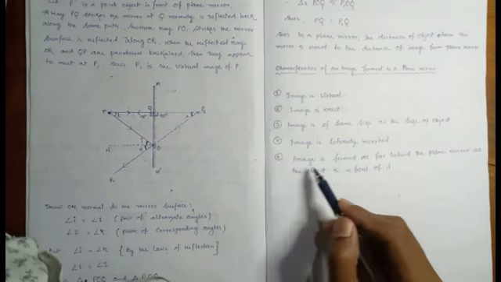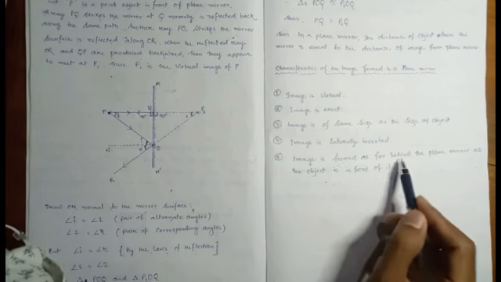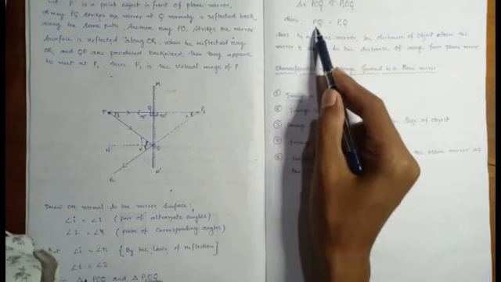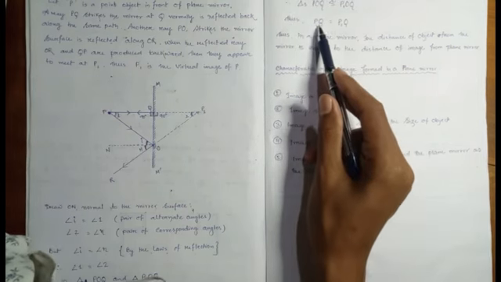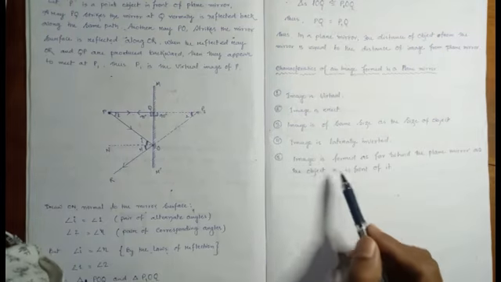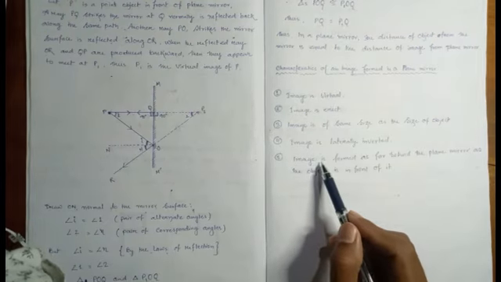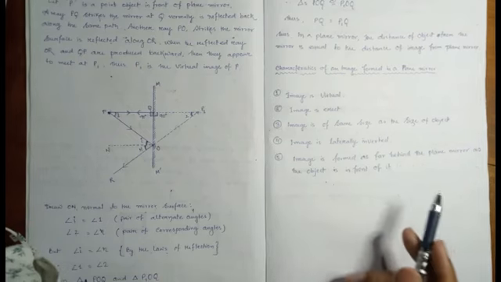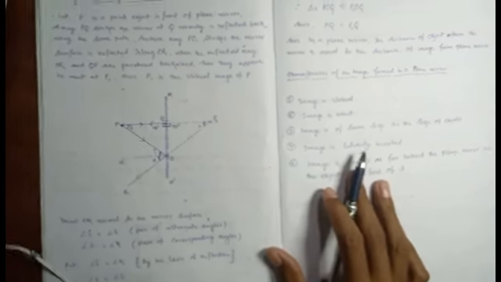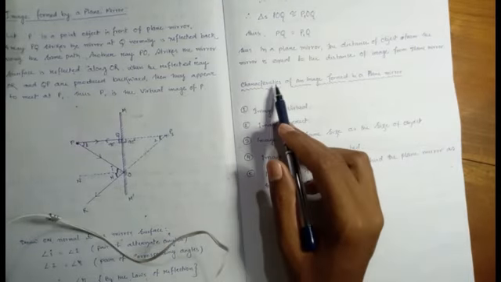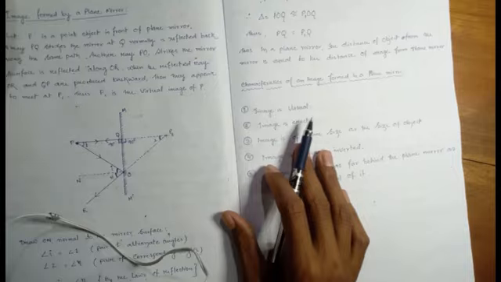Number 5, the image is formed as far behind the plane mirror as the object is in front of it. As we have just proved here, the distance of the object from the mirror and the distance of the image from the mirror are both equal. Therefore, the image is formed as far behind the plane mirror as the object is in front of it. Clear? So these were the characteristics of the image formed in a plane mirror.